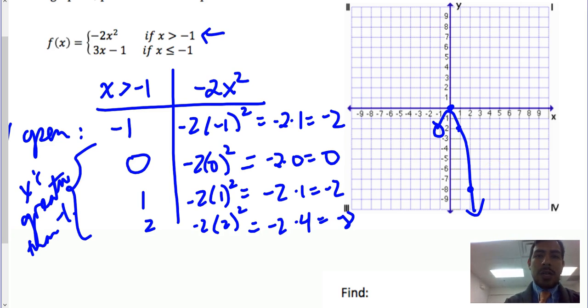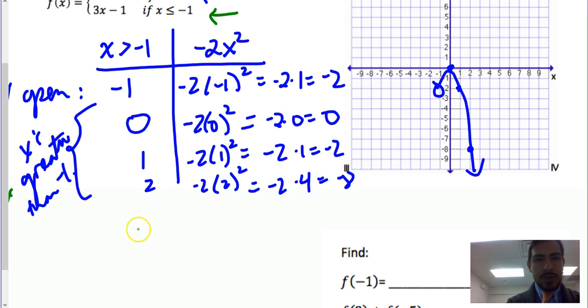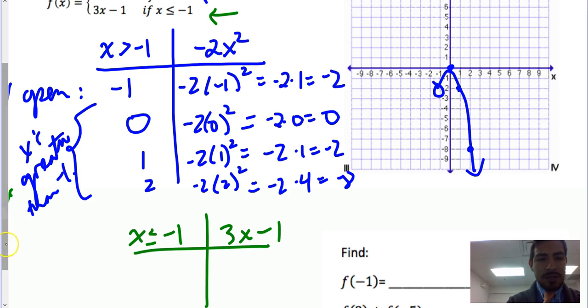Second half, I'm going to do in green. Oh man, I'm going to start the entire process over again. So now I got 3x minus 1. First of all, I got x is less than or equal to negative 1. I get 3x minus 1. I just got to make a table of values that goes on forever here.